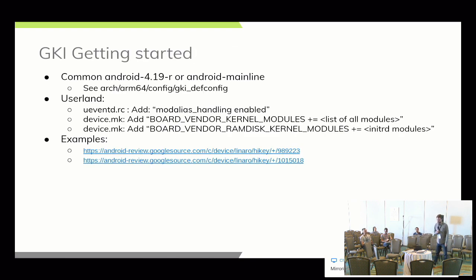So just getting started, basically you can either grab the Android 4.19-r or Android mainline trees in the common Git tree, and the main component here is the GKI defconfig. That's going to define what the generic kernel is going to be configured as. As far as in user space, you need to have the modalias handling enabled in your ueventd.rc, and then there are these two, BOARD_VENDOR_KERNEL_MODULES and BOARD_VENDOR_RAMDISK_KERNEL_MODULES, that need to be added to the device.mk, and that basically lists the modules that will be included on the vendor image as well as in the initrd. And I've got some examples for what I did for the HiKey and HiKey 960 at the links there.